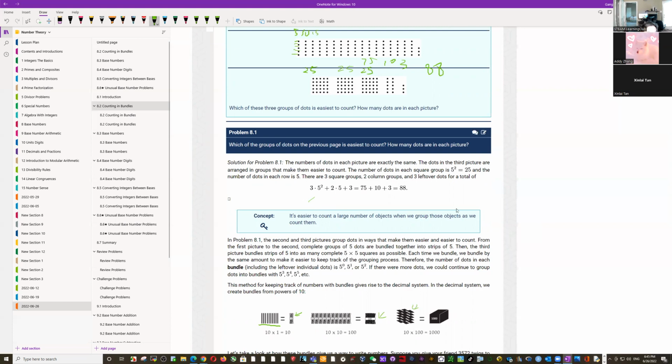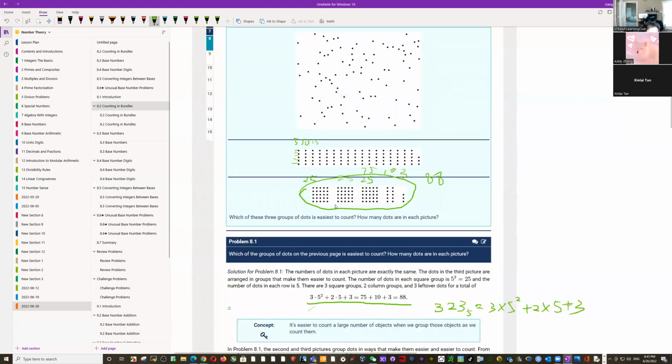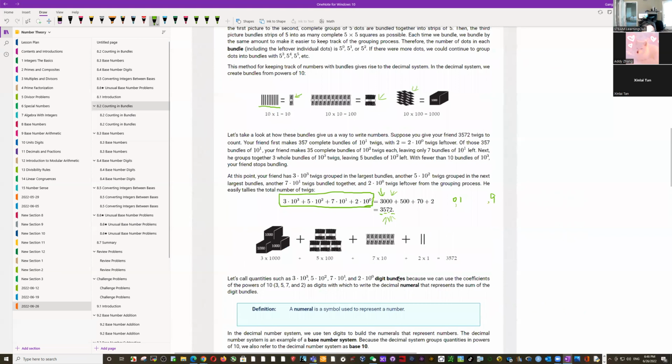So you can rewrite this model into a base 5 system, which is going to be 3, 2, 3 with subscript 5. The subscript just indicates a base 5 value. It means it's equal to 3 times 5 squared plus 2 times 5 plus 3. So basically, we borrow the idea of position value in the decimal system and propagate it to different bundle sizes. We can create other number-based systems. That's the way we do it.